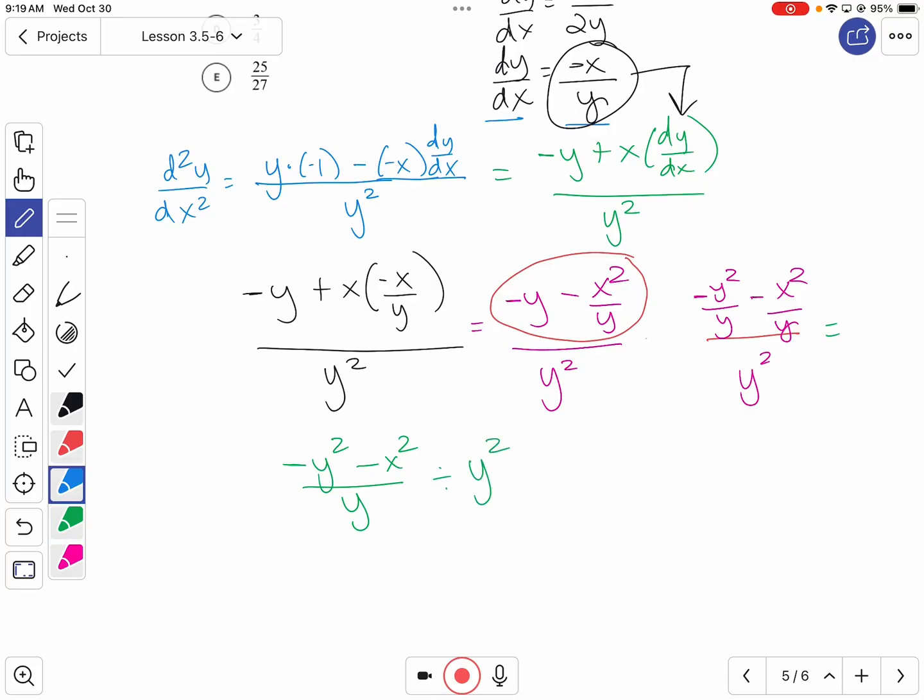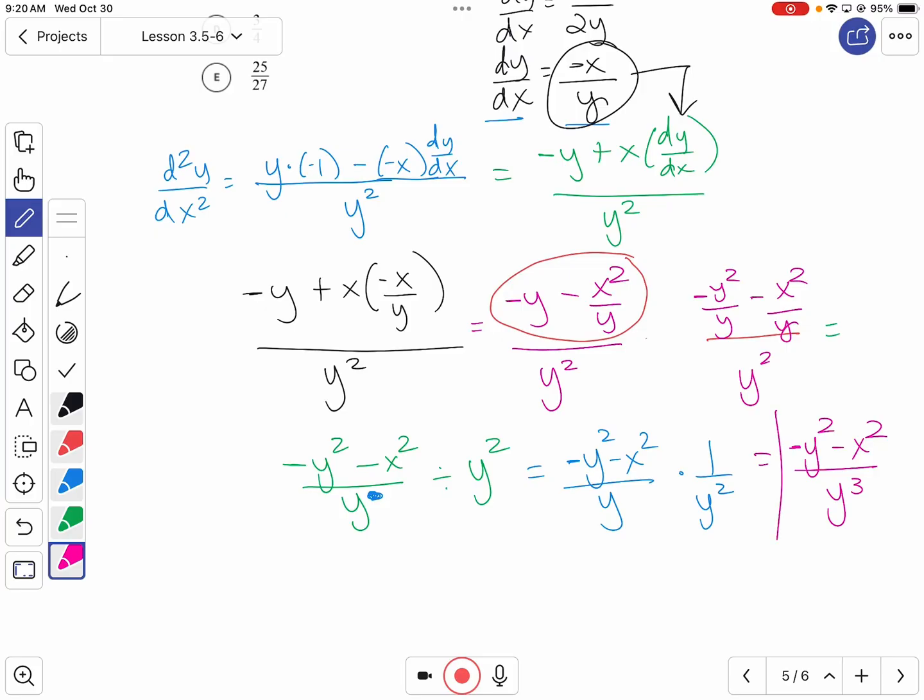Well, what happens when we divide a fraction by something else? Keep, change, flip. That's a y squared. Nope, that's a y, times 1 over y squared. The simplified algebraic form is negative y squared minus x squared over y cubed.